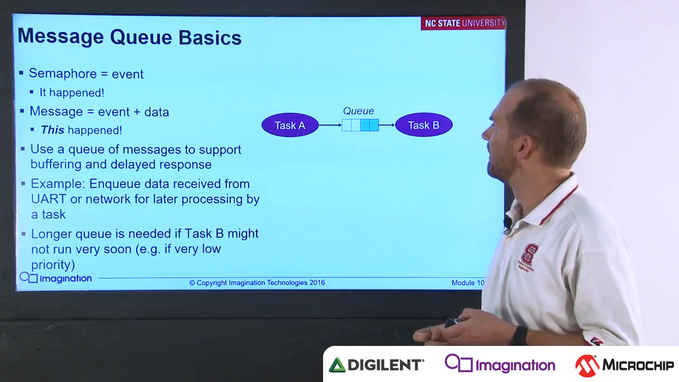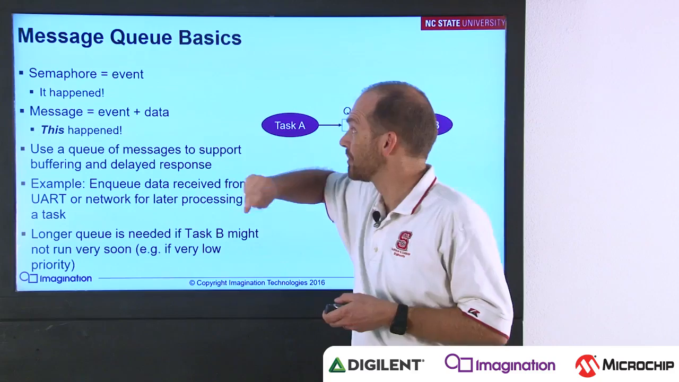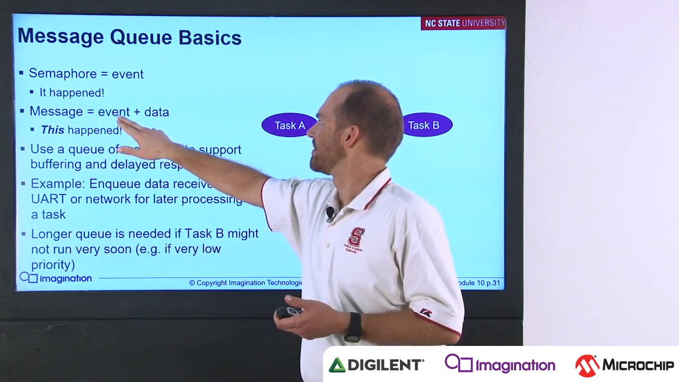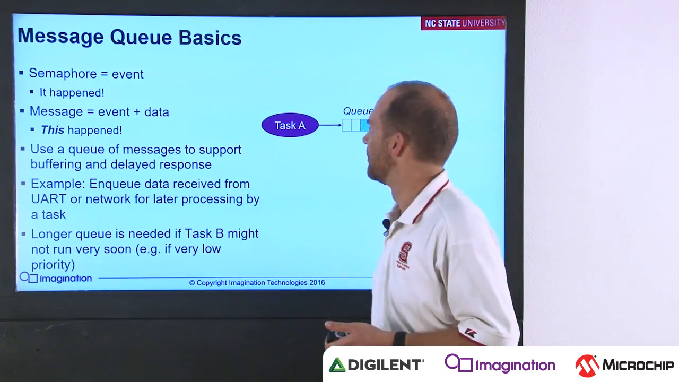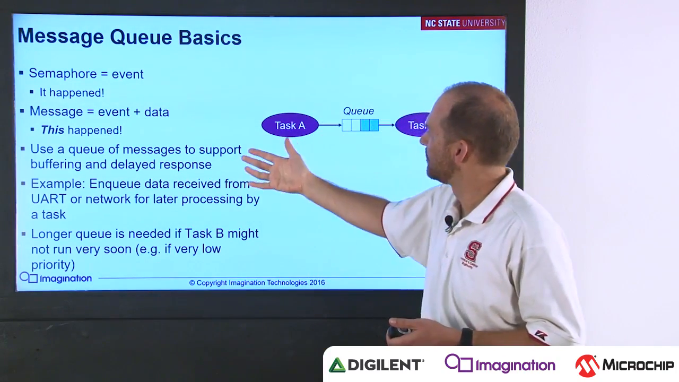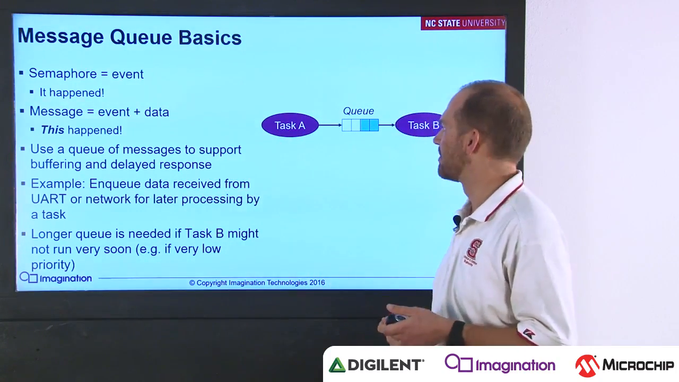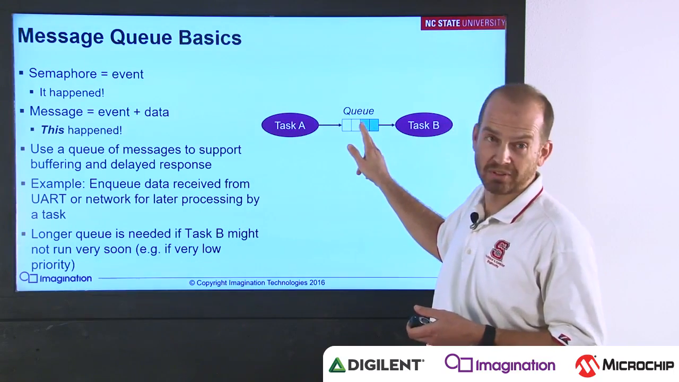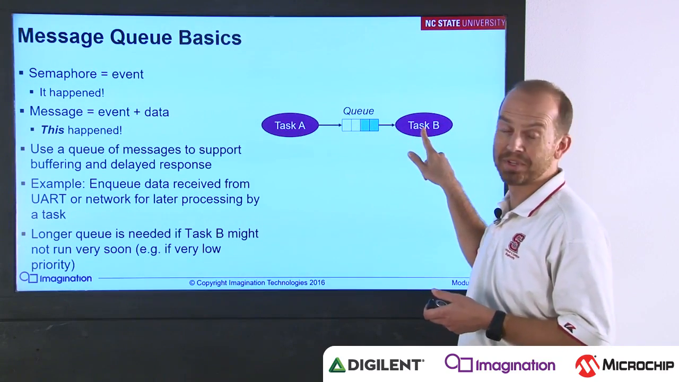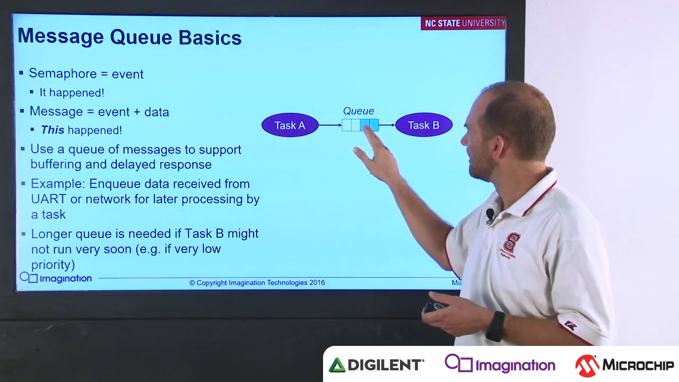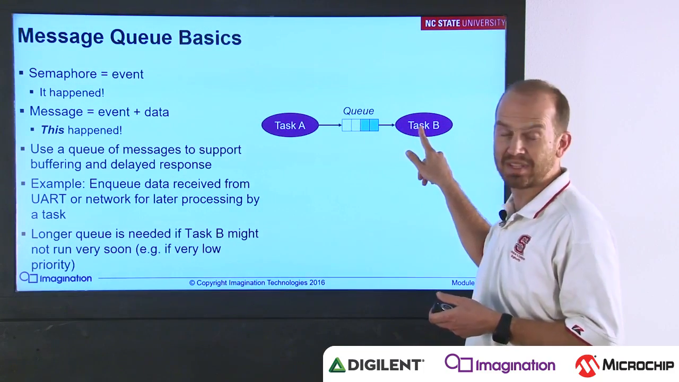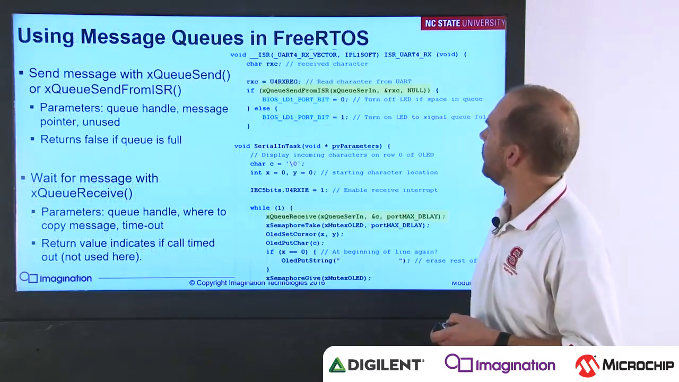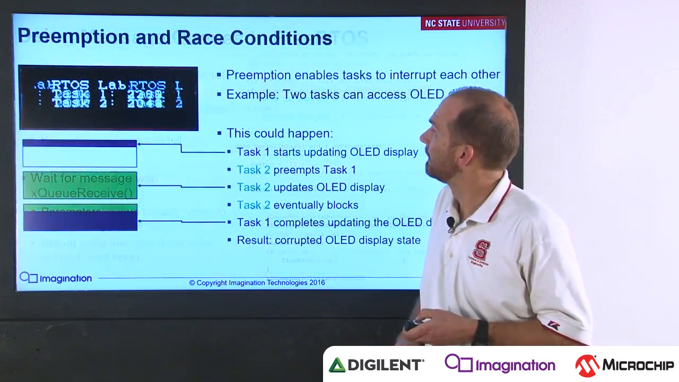We also look at message queues and how they're different from semaphores. So a semaphore is essentially an event. Something happened. A message is an event plus data. This happened. So we need to pass that additional information, and we use a message for that in FreeRTOS. And we have a queue of messages so that we can support accumulated work. If it takes some time before this task can run, we can accumulate multiple requests in the queue and make sure we don't lose any of them before task B can execute. We look at how to use message queues in FreeRTOS.